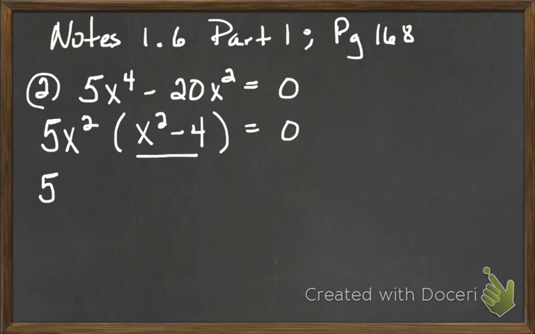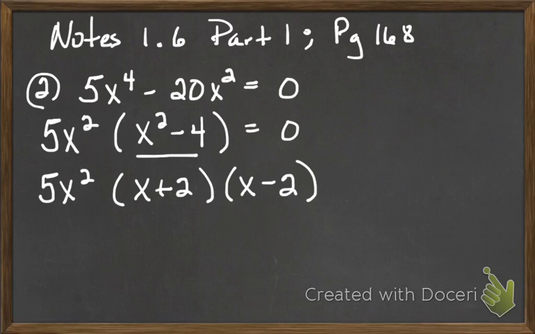We could bring down the 5x squared. X squared minus 4 factors into two binomials. What are they? X plus 2, x minus 2. And then everything is set equal to 0. That's good because when we factor and we get a bunch of factors that multiply to be 0, then we can take each one of those factors, and this time there are 3. You have 3 factors here, so you're going to set all 3 factors equal to 0.